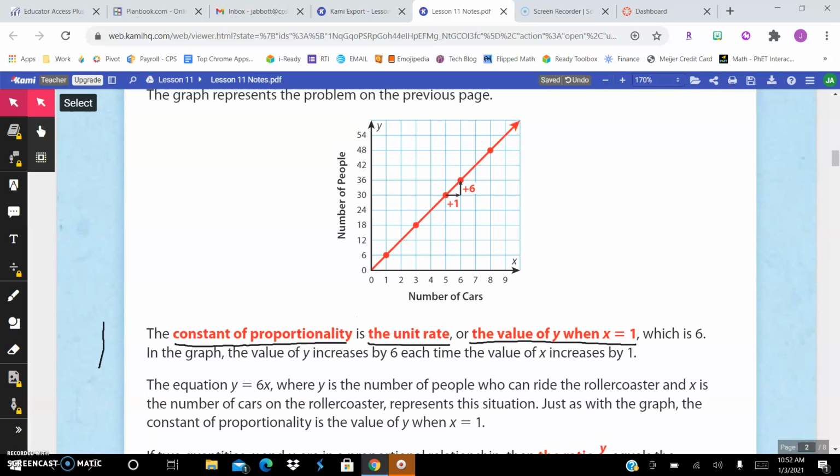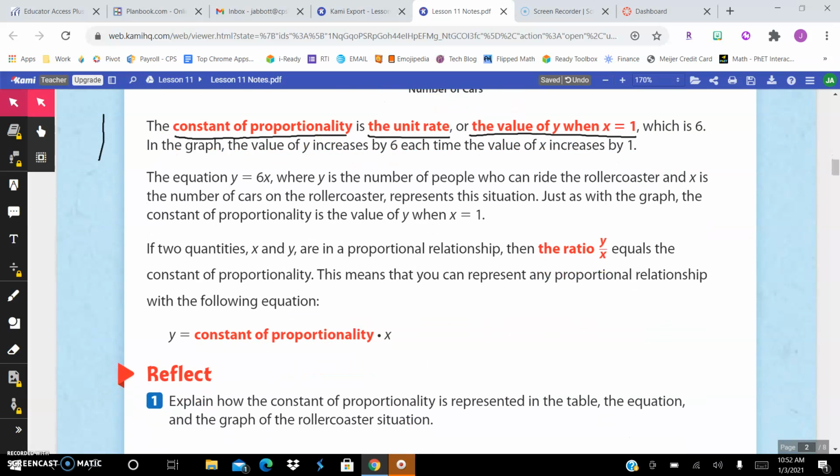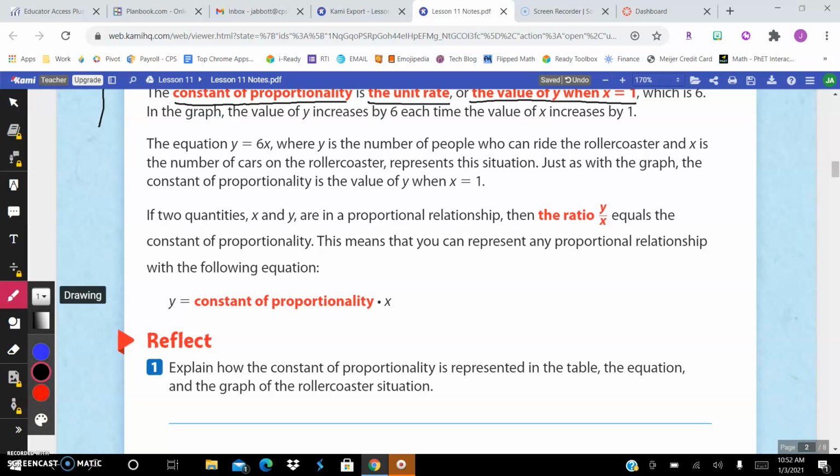And as you can see, they're showing here going from one point to the next. Every time I go up a car, so I'm adding 1 going over on the number of cars, I have to go up 6 for 6 more people to ride in each car. So there's our equation. We wrote that on the last page.